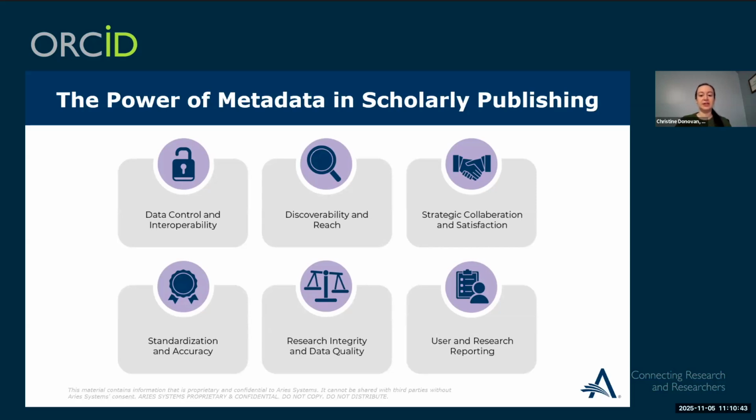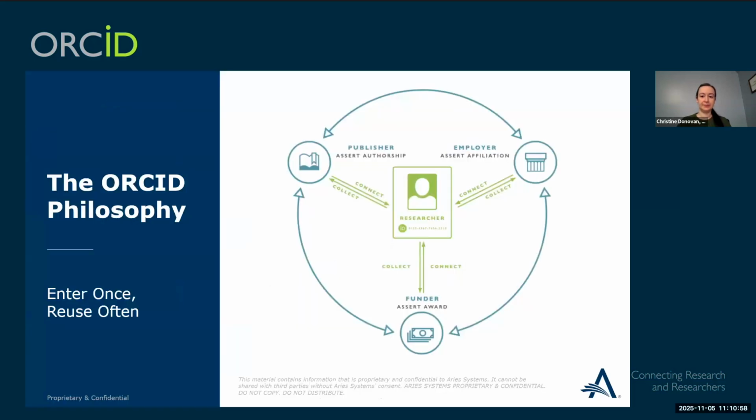It can also be used in detailed metrics reporting for greater insights into performance. It can also support research integrity and allow for easily detecting potentially important changes, such as an author list being changed between revisions, for example. As such, Aries strives to follow ORCID's enter once, reuse often philosophy for metadata and persistent identifiers.